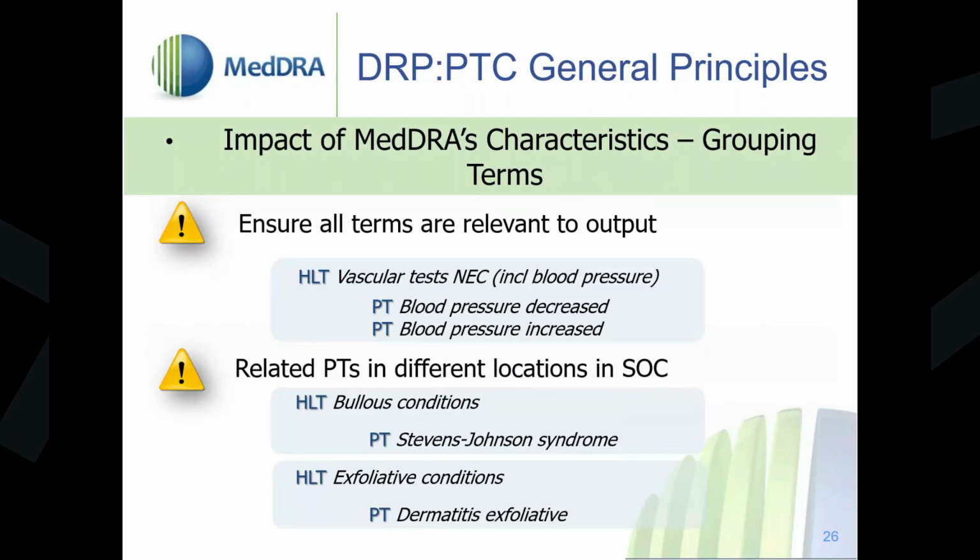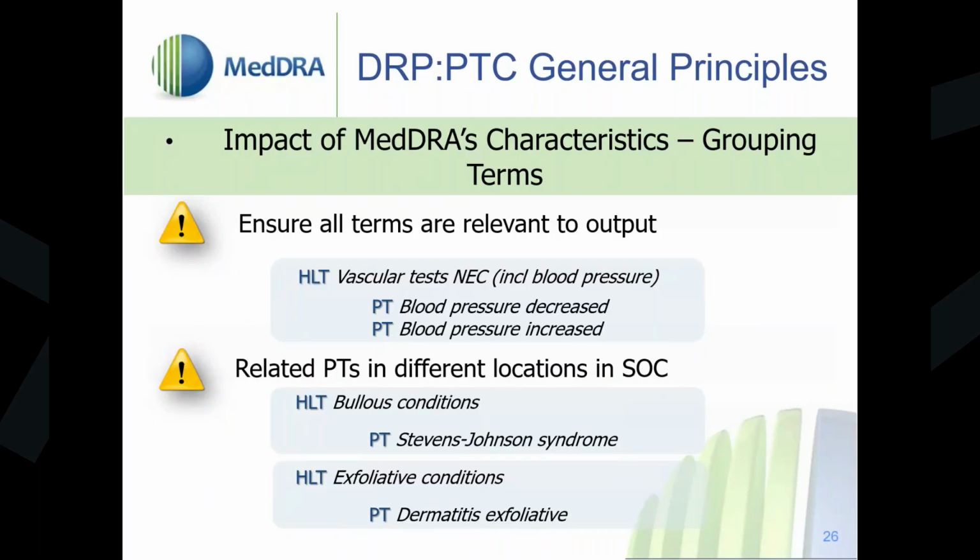But if you look through this HLT with all the PTs that are subsumed under it, you're going to find that it not only includes blood pressure decreased, but also blood pressure increased. In fact, it also includes blood pressure abnormal, blood pressure normal, and the fact that they just measure the blood pressure, so it has blood pressure measurement. So it is grouping all of these blood pressure investigations together, yes, but whether it's high, low, normal, or abnormal, they're all in the same HLT.